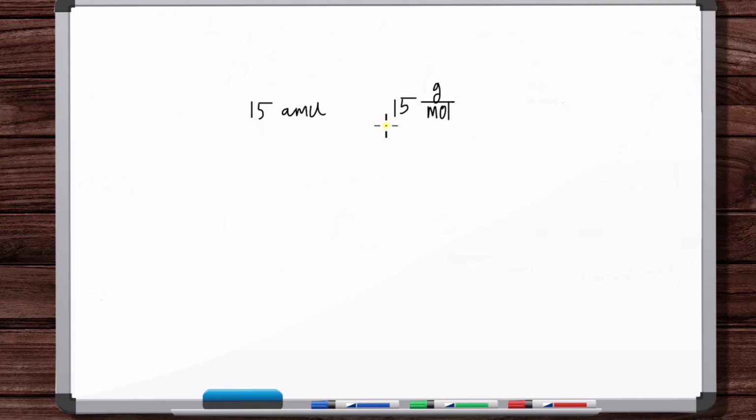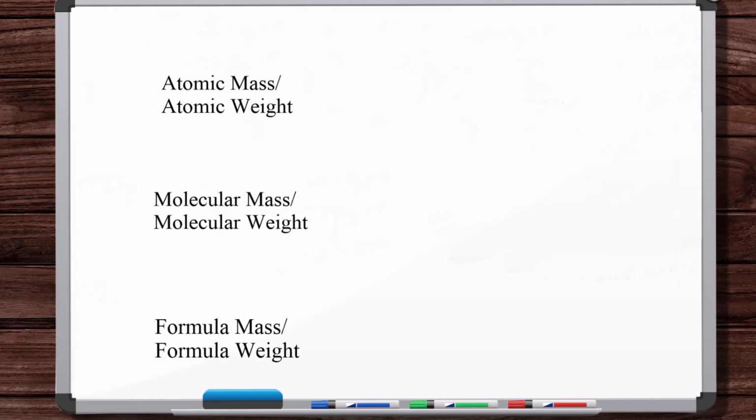Why else would you need a count of the order of 10 to the 23rd other than for dealing with atomic-sized particles? Okay, and so the terms atomic mass, molecular mass, and formula mass, as well as atomic weight, molecular weight, and formula weight, are just referring to the masses of different types of atomic-sized particles. That's it. That is it.